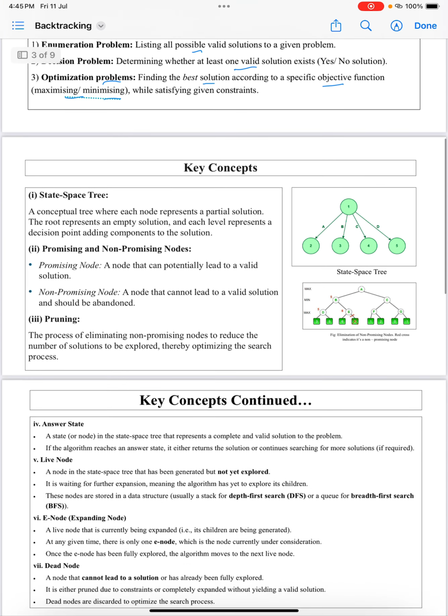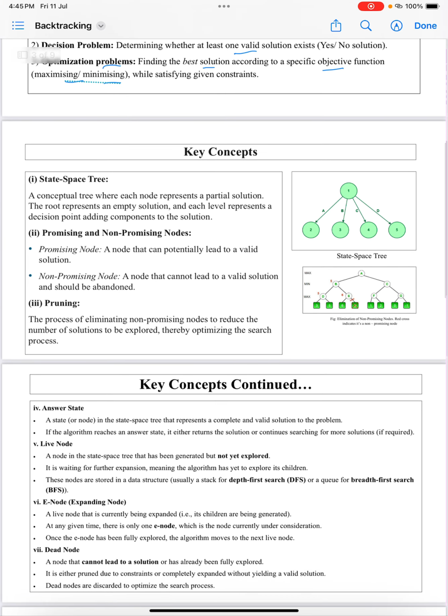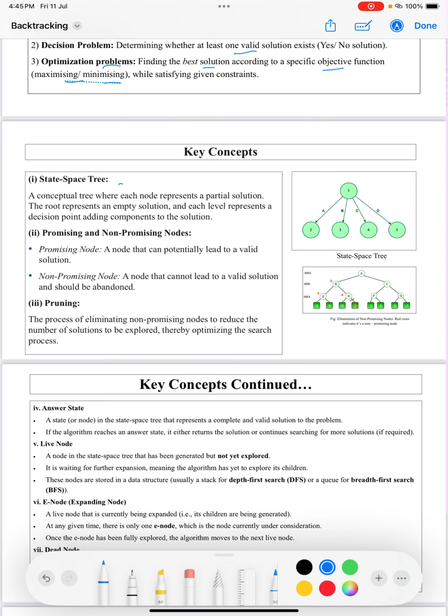So let us discuss the key concepts that are in backtracking. The first one is state space tree. So on the right hand side, we could see a state space tree. Here one is the root, and 2, 3, 4, and 5 are children. A conceptual tree where each node represents a partial solution. The root represents an empty solution, and each level represents a decision point adding components to the solution.